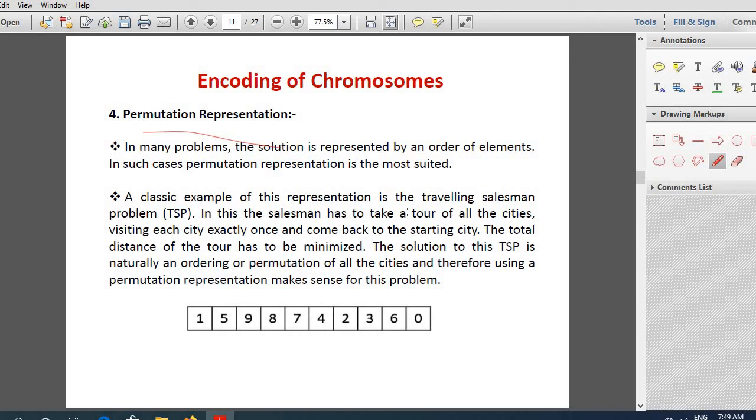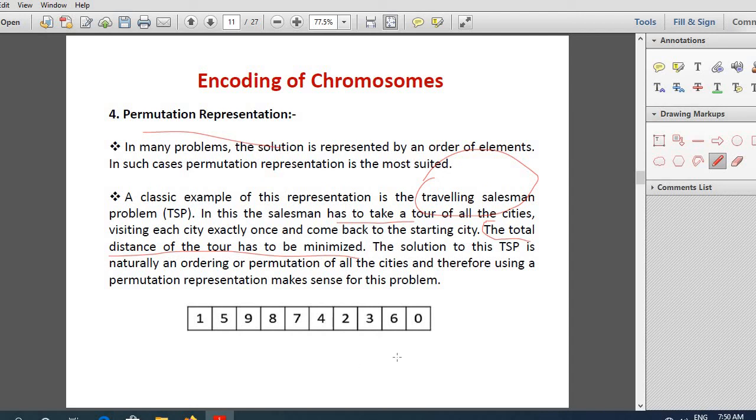This kind of permutation can be used to solve something like a traveling salesman problem. It means a salesman has to visit 30 cities and come back to the starting city for some sales purpose. The thing is, he has to travel through the cities in such a way that the total distance is minimized. That is your optimization problem.